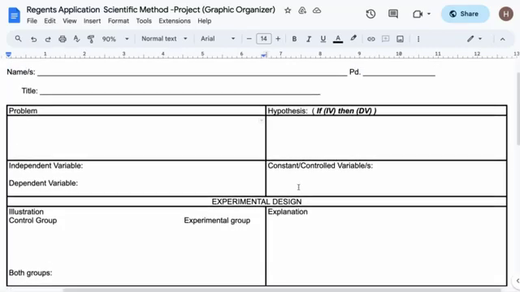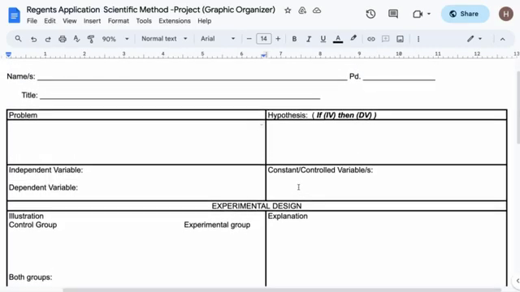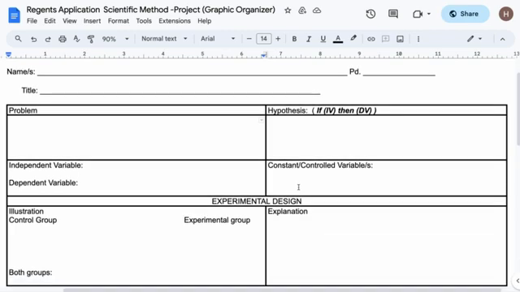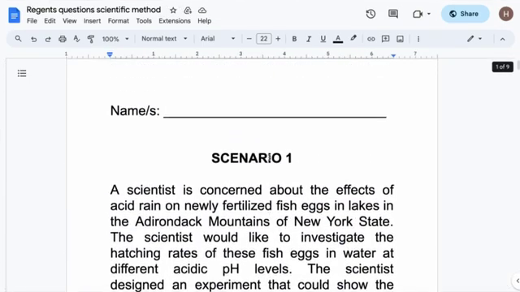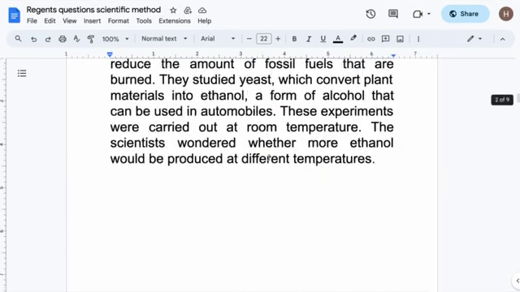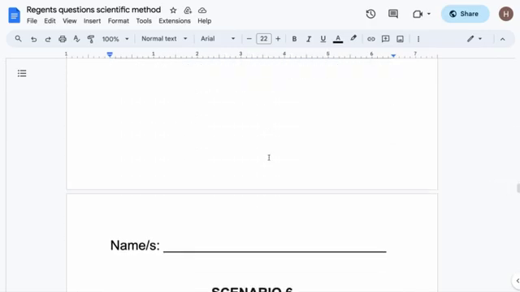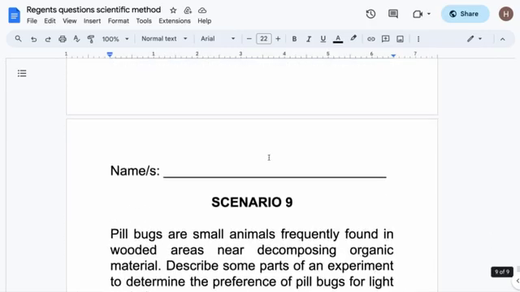Everyone, it's Miss Hanan. We are going to do some work on our graphic organizers, the scientific method graphic organizers. We worked on this in class, but I want to really make sure you have this down packed because it's pretty important for the Regents examinations. If you recall, we were given several scenarios. We had scenario 1 all the way down to scenario 9.